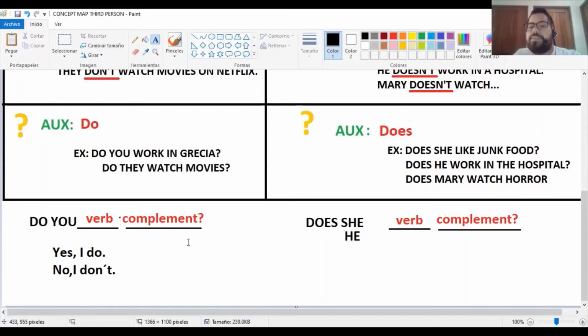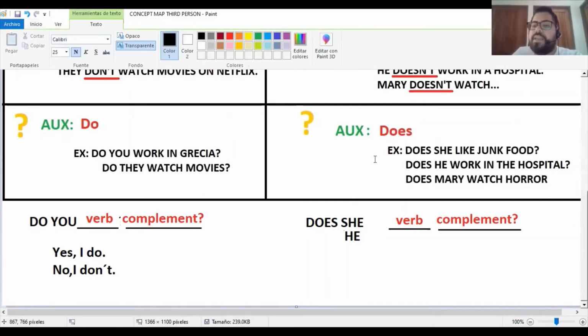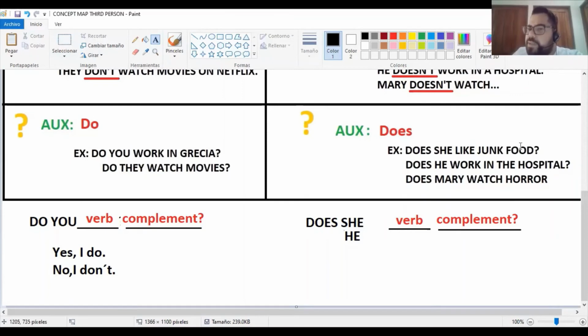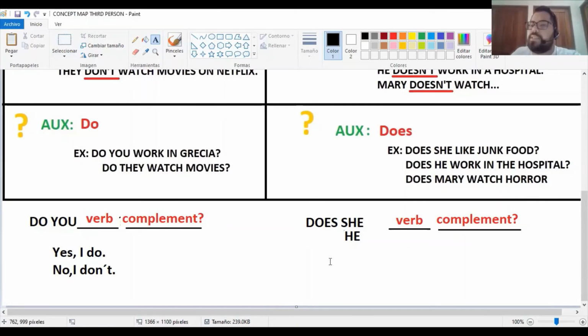On the other hand, guys, we have the singulars, okay? Los singulares, he, she, or it. They need the help, not do, but they need the help from does, okay? Does she like junk food? Does he work in the hospital? Does Mary watch horror films? So look at that, guys. Instead of do, over here, ocupamos el does. Y sigue igual. Lo que hacemos es poner el does al inicio.